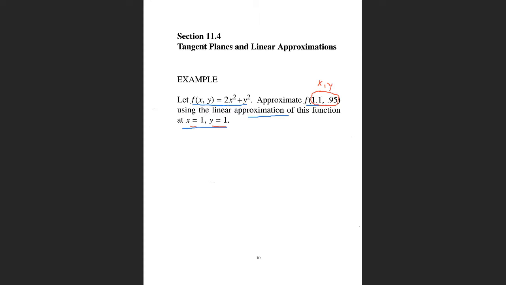Okay, so why are we using 1, 1 as our point to derive our linear approximation? Why are we using 1, 1? Why are we using these integer values?